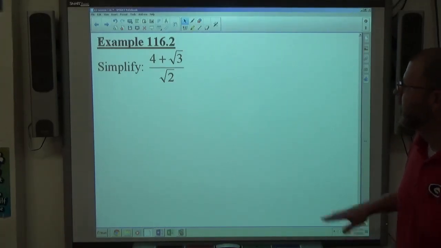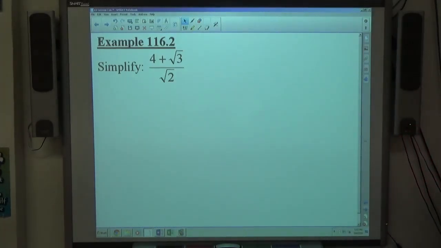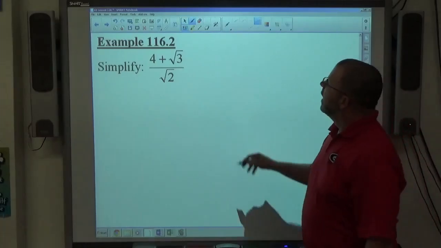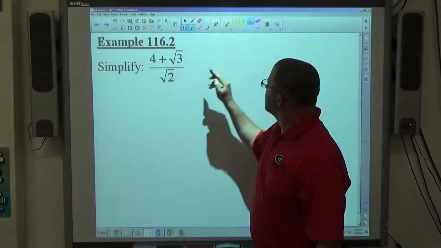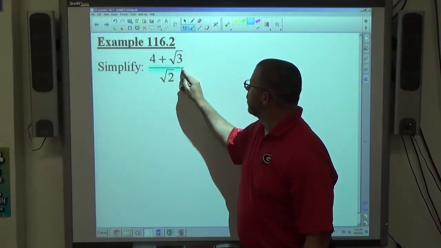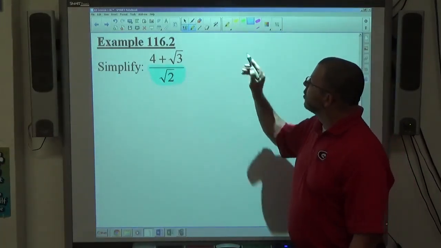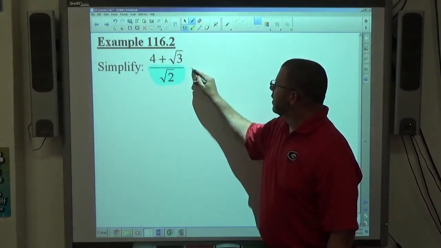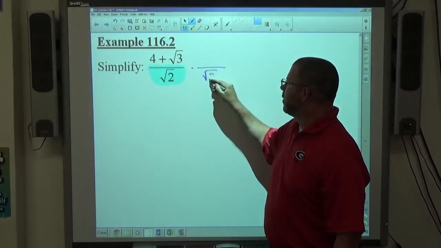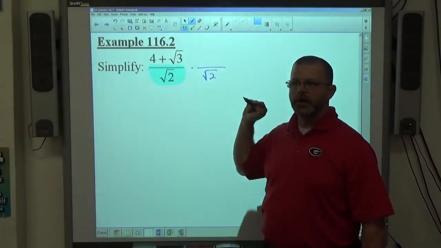Example 2. Simplify (4 plus the square root of 3) over the square root of 2. Once again, it says simplify, and the reason it isn't simplified is there's a denominator with a square root of 2. We're not allowed to have square roots in the denominator. So just like the last problem, the fix is I've got to multiply by the square root of 2 to make that into just 2 without a radical.